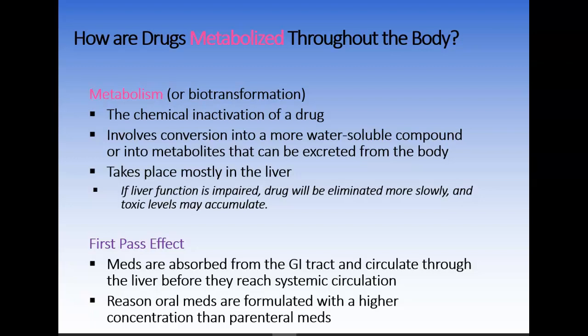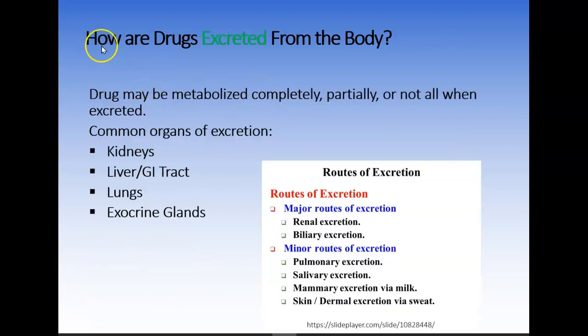One of the concepts about this is called the first pass effect. Meds are absorbed in the GI tract and then they circulate through the liver before they reach the systemic circulation, right? And that's, as I said before, the reason why oral meds are formulated with a higher concentration than parenteral meds. Those meds are absorbed from the GI tract, then they circulate in the liver, and then they reach circulation. The parenteral meds go directly to circulation, right? And so you need a greater amount of the oral med to get the effect that you're trying to treat.